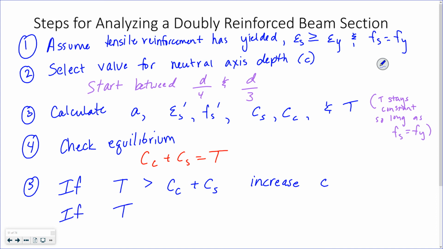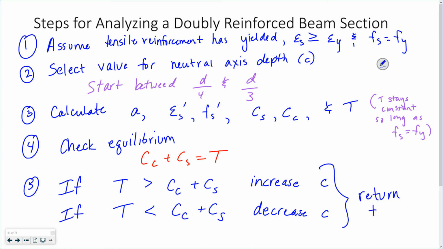Alternatively, if I say that I have too much compression force, then I need to decrease the area in compression, so I need to decrease C. Once I do that, return to step three. Return to step three. I have a new C.